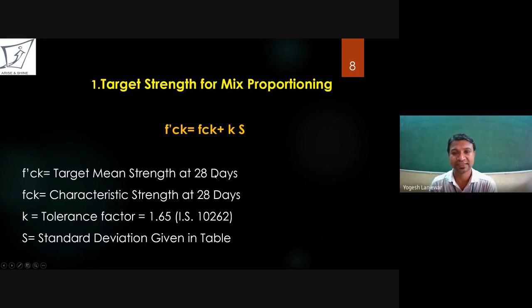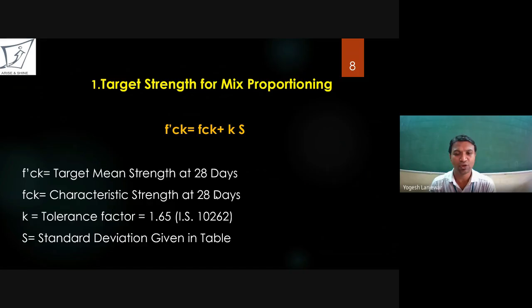The very first one, that is the target strength for a mix proportion. We should have the value. We should decide the grade for which we are preparing that mix design. Up to the M20 grade of concrete, mix design is not required. But when we go above the M20 grade of concrete, then we have to go for a mix design.